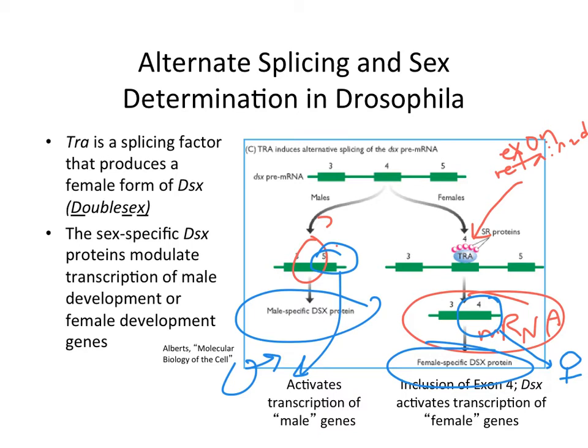So the initial process of sex determination in Drosophila starts with how many X chromosomes you have, but then it works through this series of alternative splicing events that establishes an actual protein difference between males and females. It's alternative splicing in action.